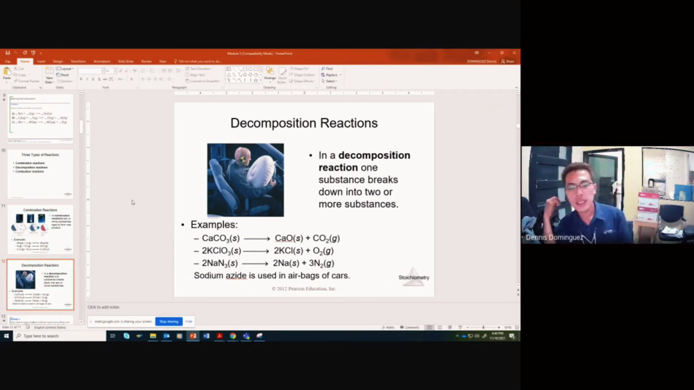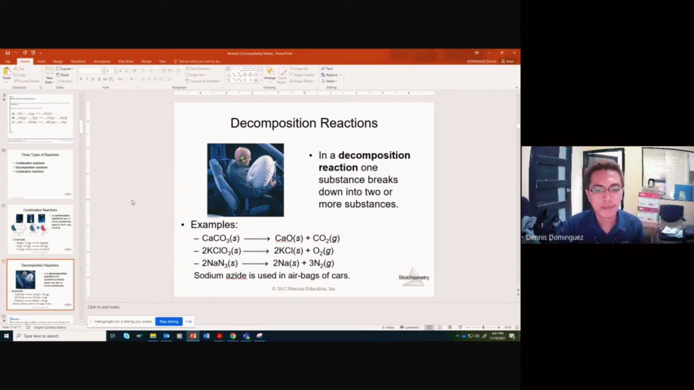dioxide. For KClO3 or potassium chlorate, when you decompose it, what forms is potassium chloride and oxygen gas. And then the third reaction is what you see when your car collides with another vehicle or a tree. The airbag comes out. The airbag contains a compound called sodium azide. The sodium azide decomposes into sodium and nitrogen gas during the reaction. The pressure from the impact triggers the decomposition reaction of sodium azide.